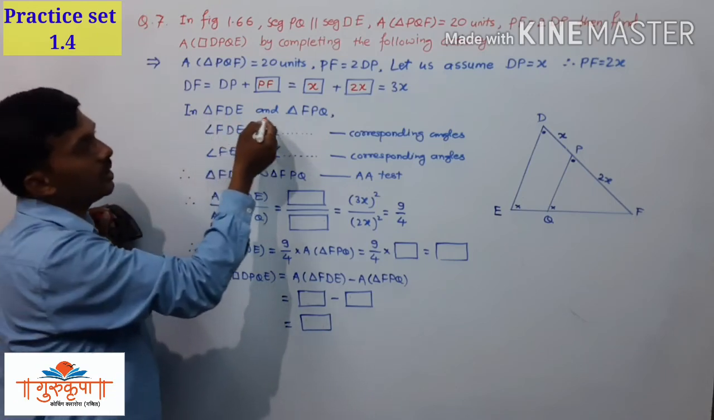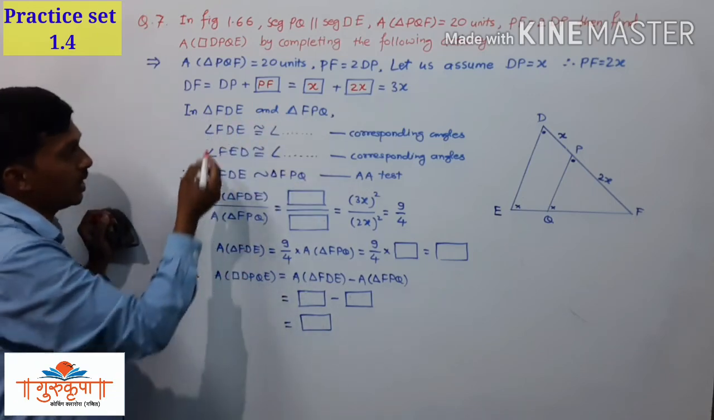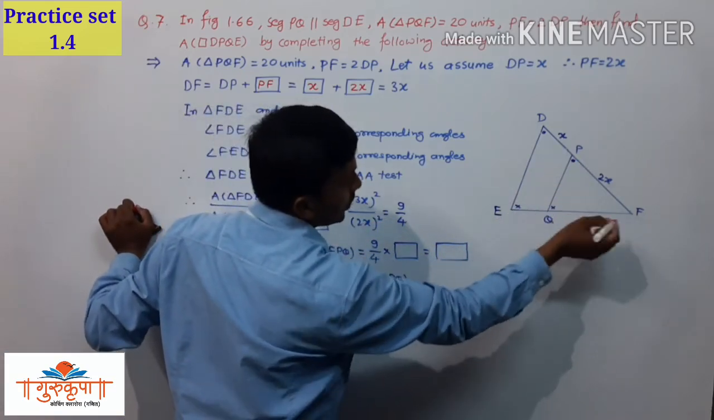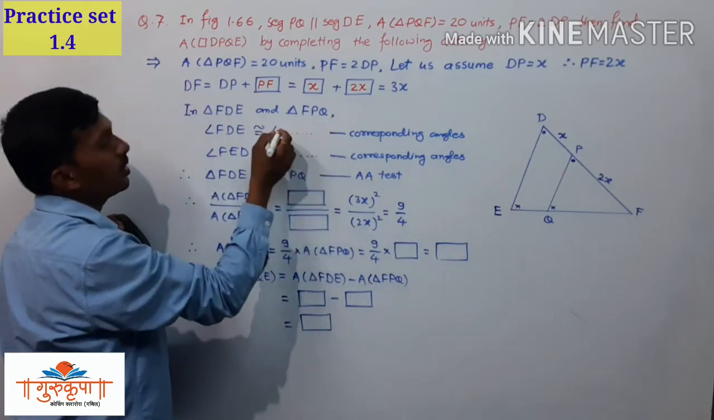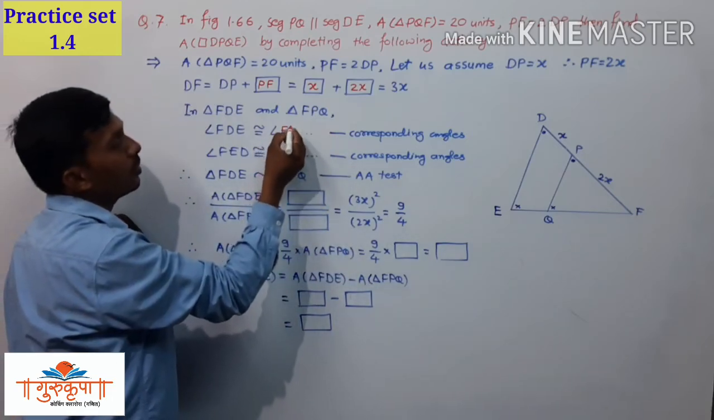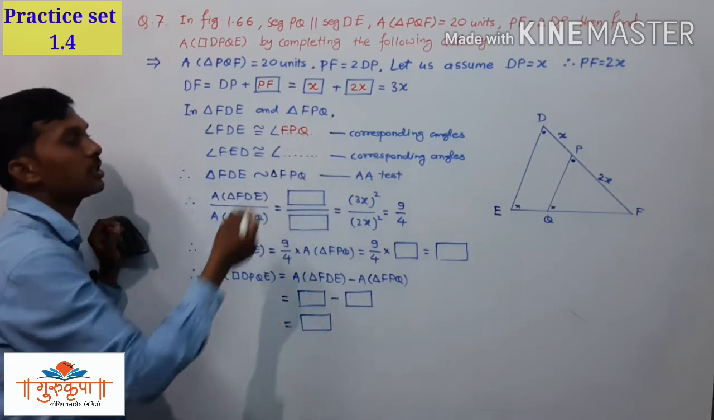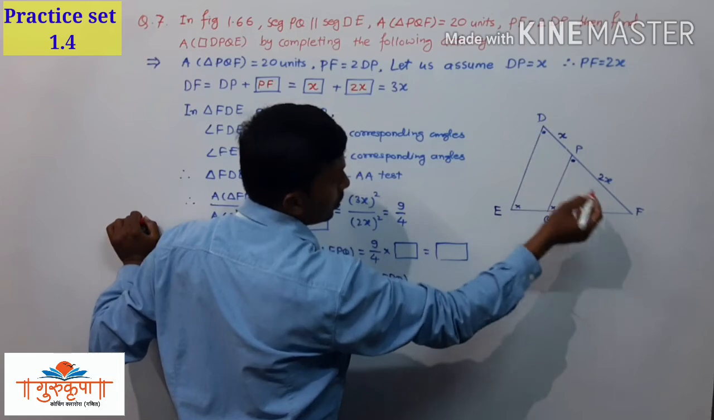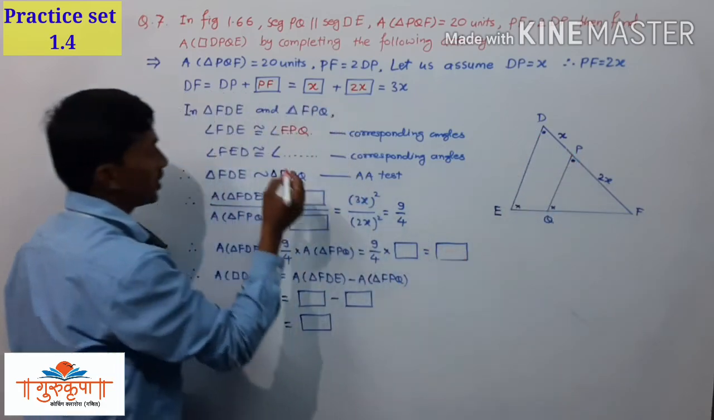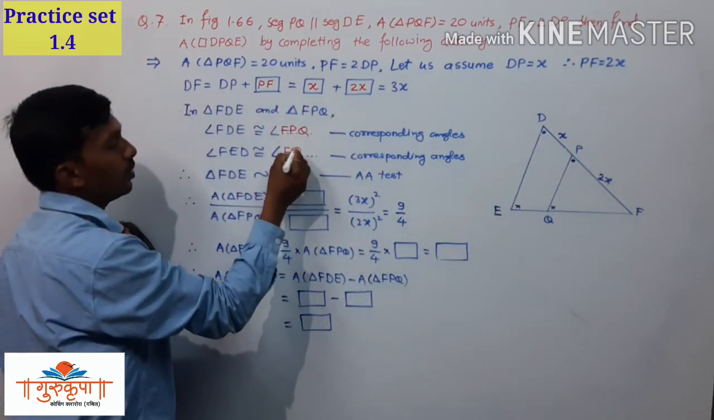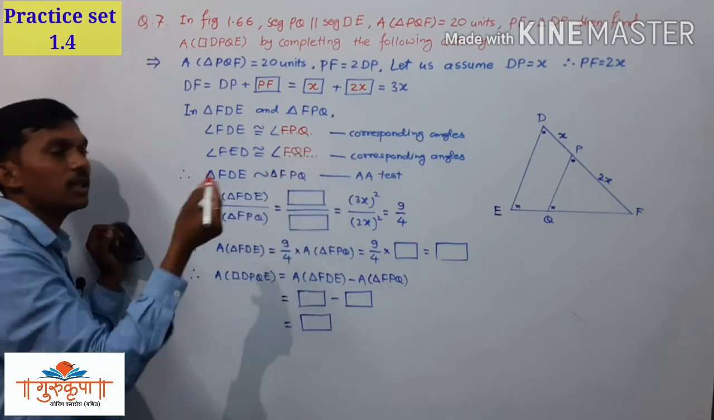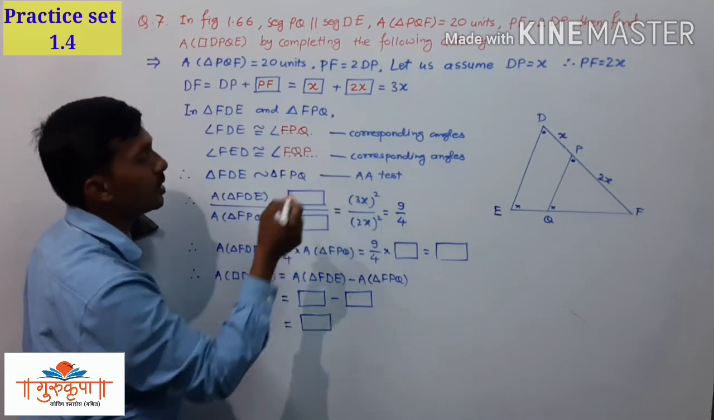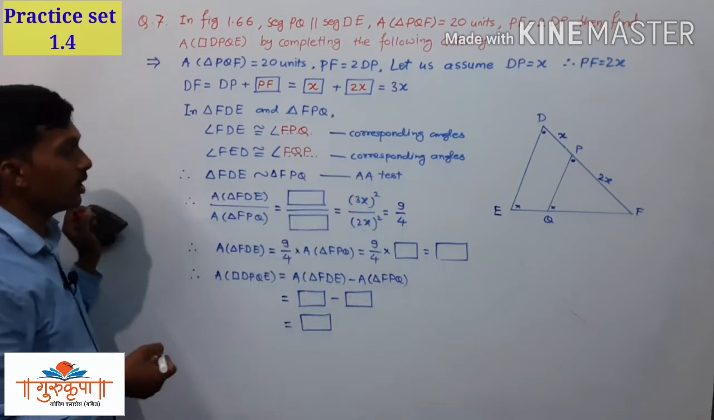Now in triangle FDE and triangle FPQ, angle FDE is congruent to angle FPQ. So here we have to write angle FPQ, and the reason is corresponding angles. Now angle FED is congruent to angle FQP. Here we have to write FQP. Reason is again corresponding angles. So both the triangles FDE and FPQ are similar to each other by a test of similarity.